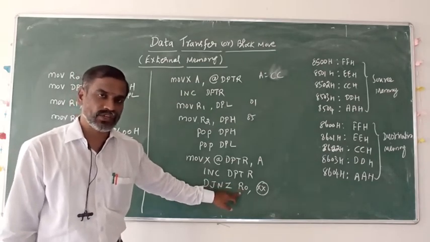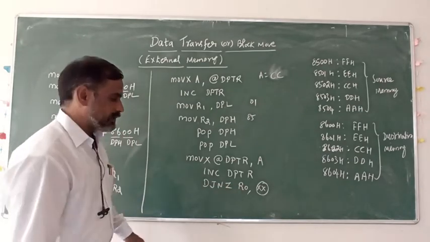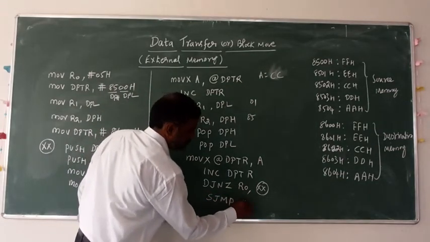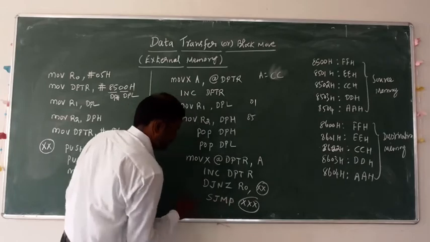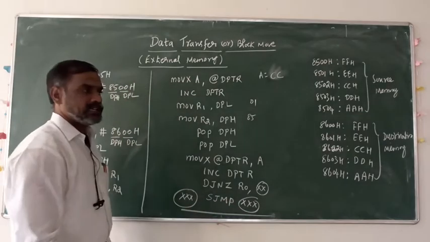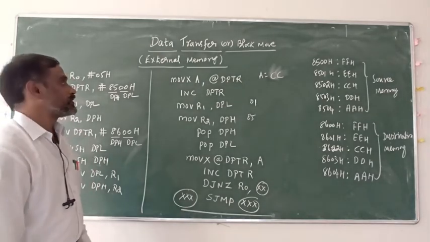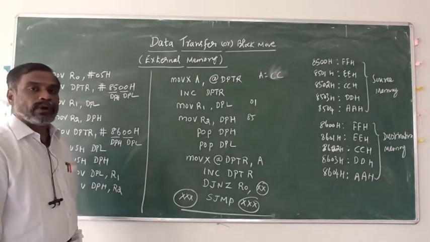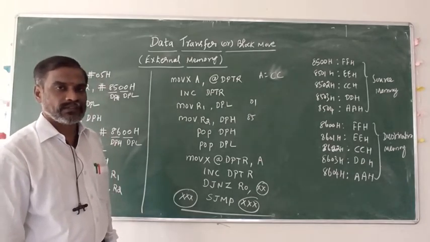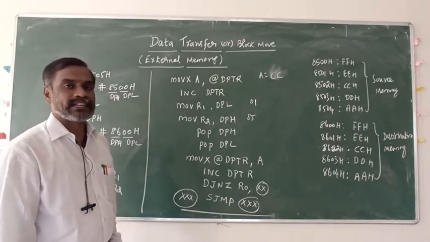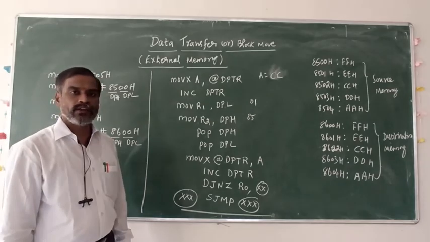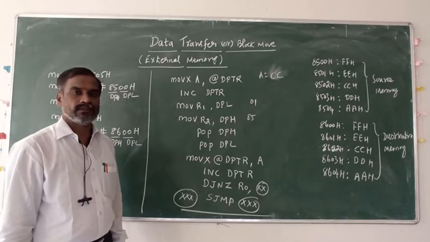Now to check whether it is 0 or not. 0. 0 means we have to stop the program. For that we have to use a short jump. Jump to the end of the memory address locations. This is the concept of transferring the data of one memory address location to another memory address location. Here we are using external memory. Okay? Any doubt? No. Thank you.